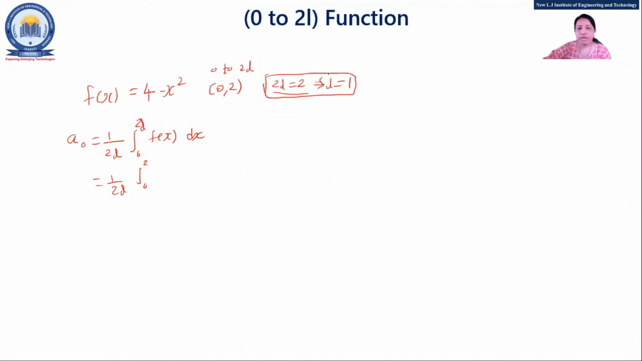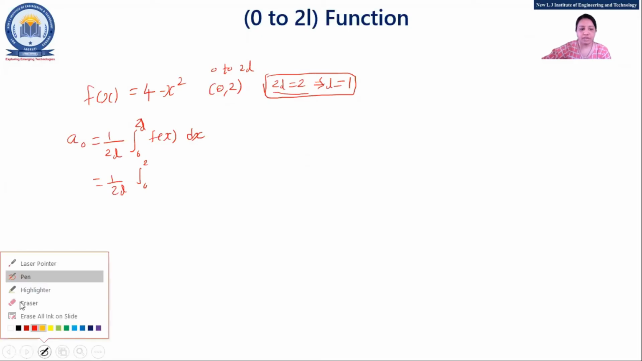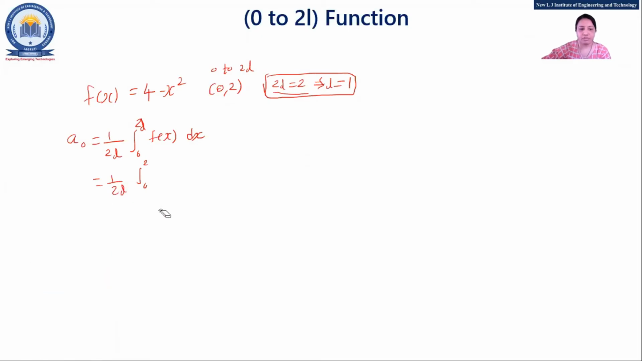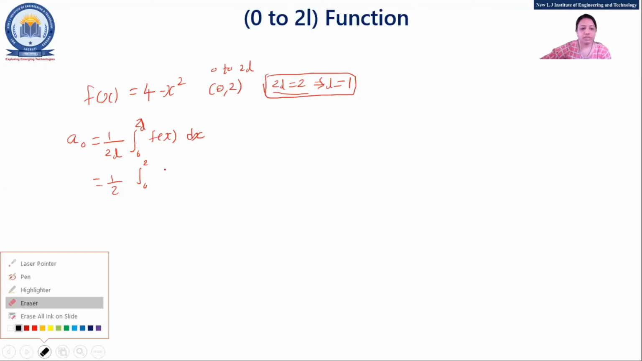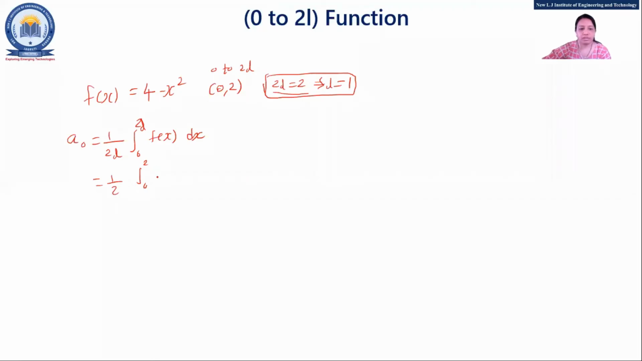Sometimes you will put L equal to 1, so here directly you will take 0 to 1. Since L equal to 1, there is no need to write this L also, right? 1 upon only 2. Now what happened here? You just need to do the simple integration of 4 minus x square dx.